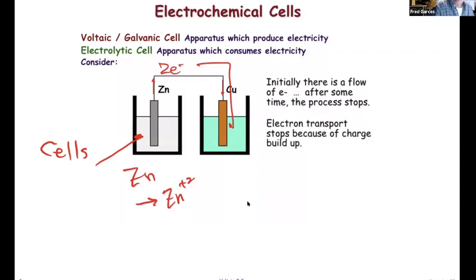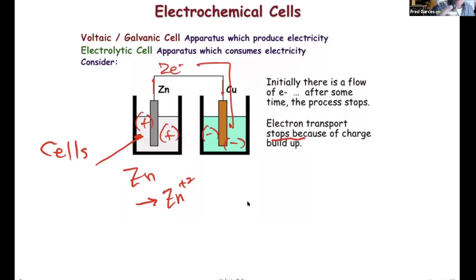If you just have this particular setup, what will happen is that initially the copper will get oxidized and then it'll stop. The reason it stops is because you're going to get charge buildup in this cell. Whenever you have a charge buildup, if there's no way to neutralize that, there's a barrier there that the electrons can't overcome. So this will work, but it will certainly stop because of the charge buildup.